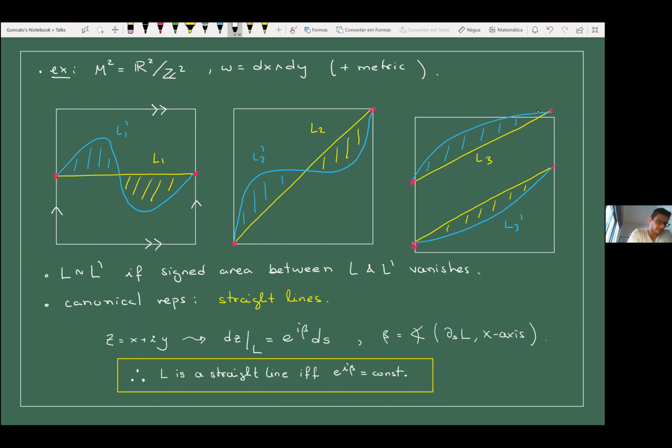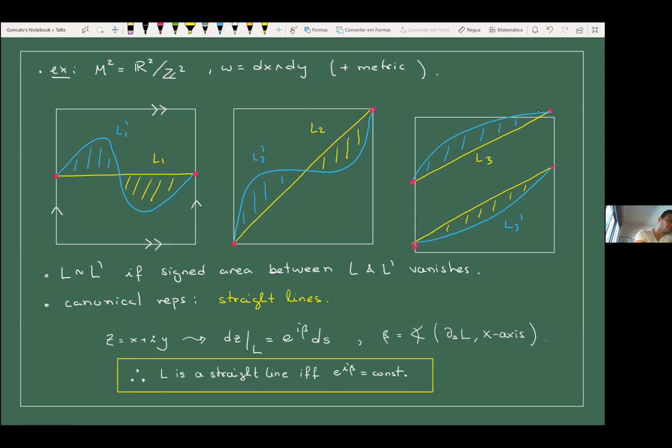And so if you accept that answer, and if we want to generalize the notion of a straight line to higher dimensions, we need to find the characterization of straight lines. And the characterization is what I've given you below. So we will consider the complex number Z, which is X plus IY. And then we have the one form dz here. And we restrict it to L.